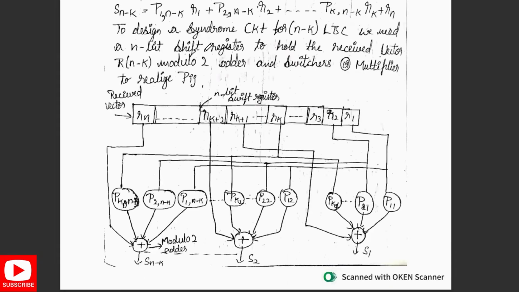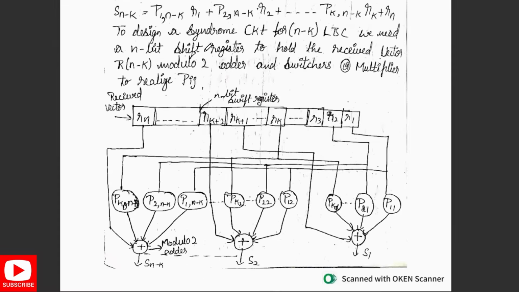Next is the syndrome calculation circuit. Here you can observe S is equal to R into H transpose. This is where you represent it in terms of N. So while representing it, how do you write it here? First you write the received bits here as R1 to Rn, and finally you represent it as S1 to Sn. In the middle you have the parity matrix to represent it.